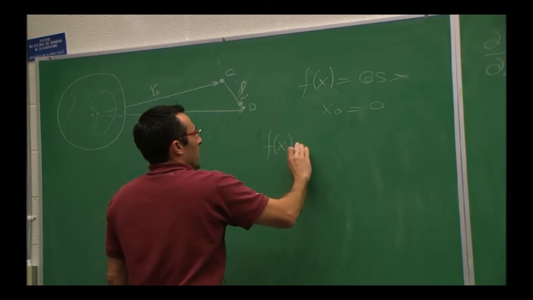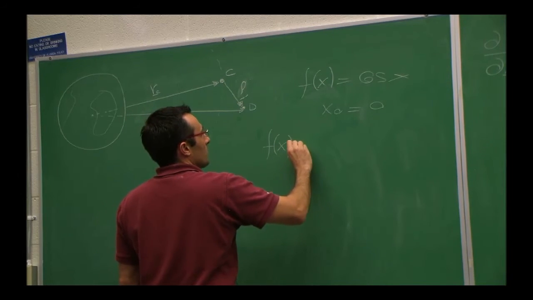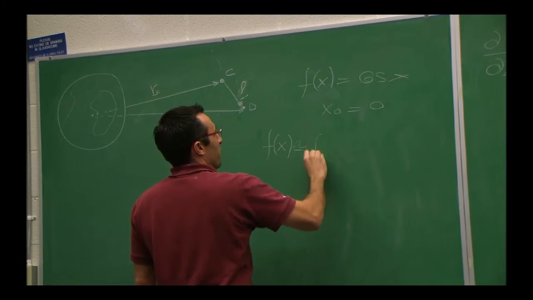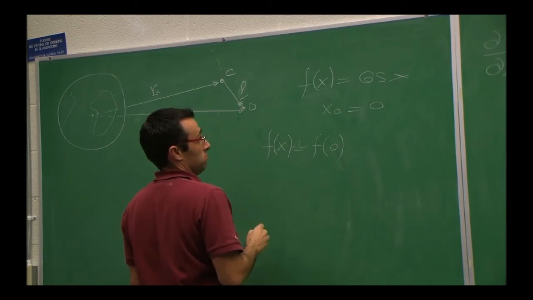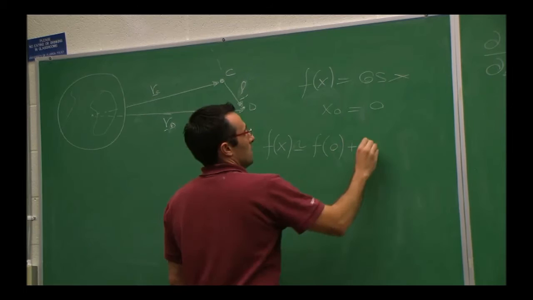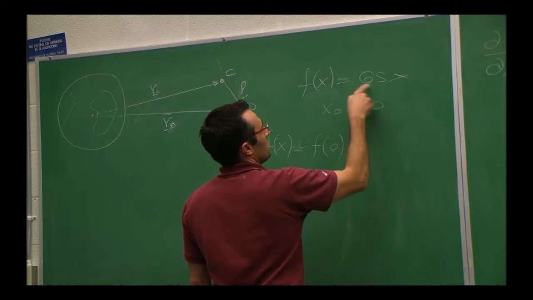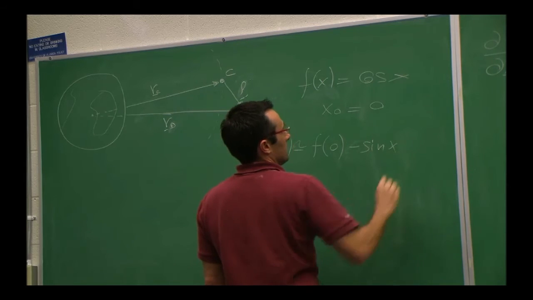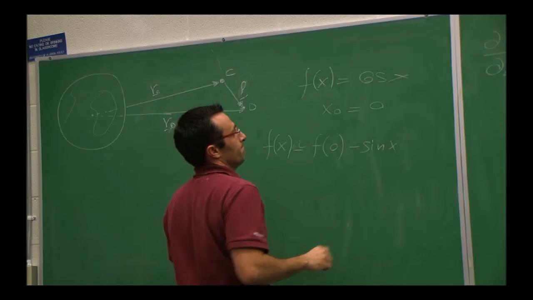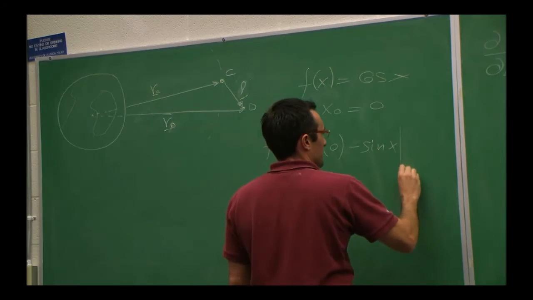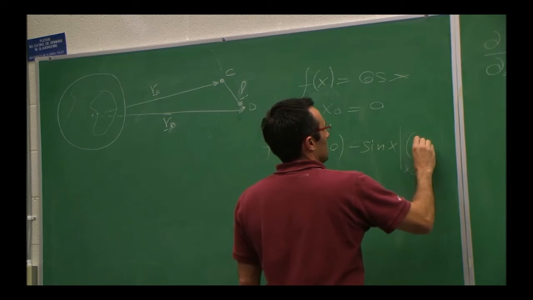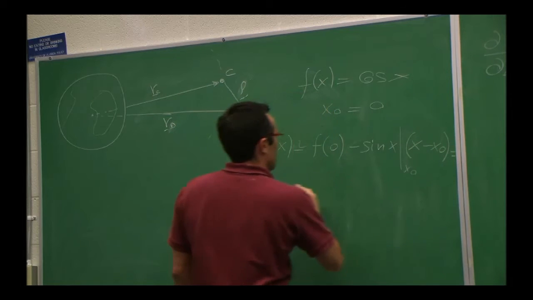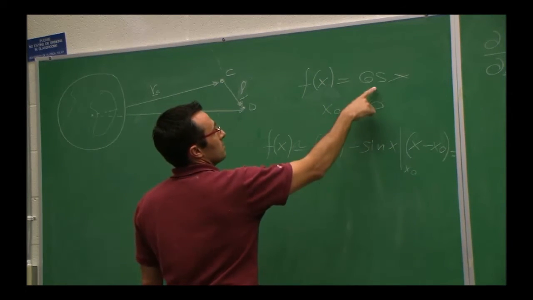So what do we do? F of x is approximated by what? By f at 0 plus, what is the partial of this with respect to x? It is minus sine of x, right? That has to be computed at x0, times x minus x0, which is 0. So if I do this, what is f at 0?